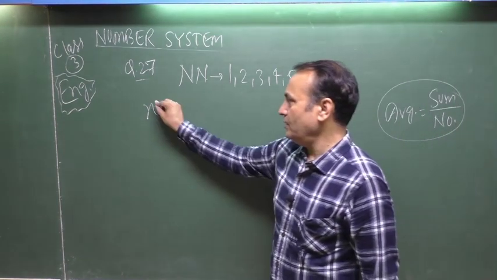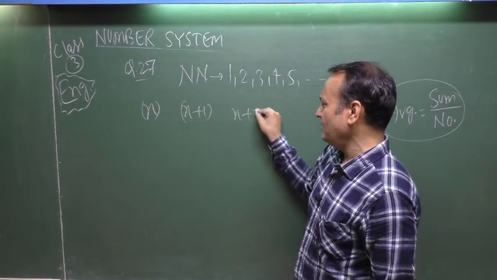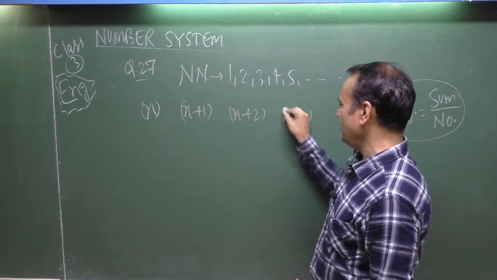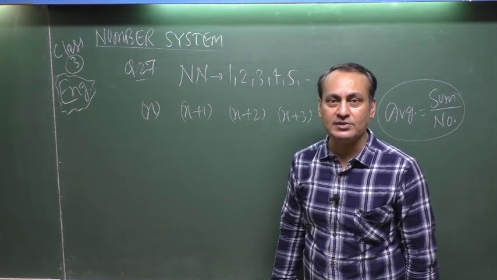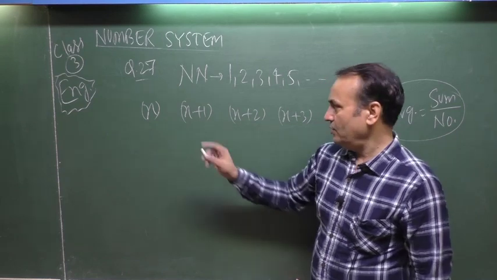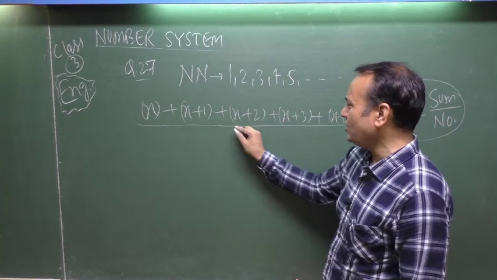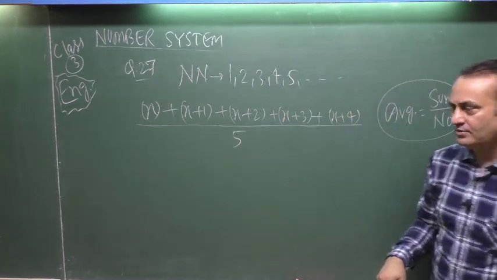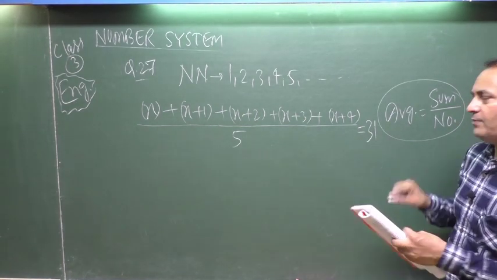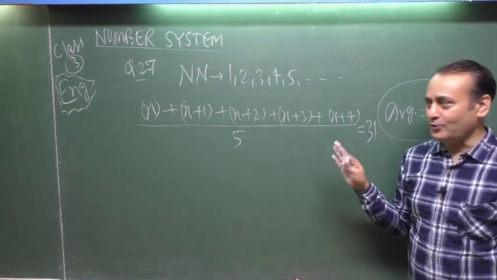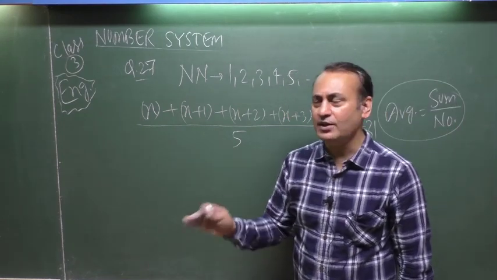That means here, your first number is x, next x plus 1, next x plus 2, next x plus 3, next x plus 4. These are 5 consecutive natural numbers. You have to add them, then divide this sum total by 5, given by the question, and this is equal to 31. That means we have got the concept of the question. Now you have to proceed for calculation, and after calculation, the answer will be right here.